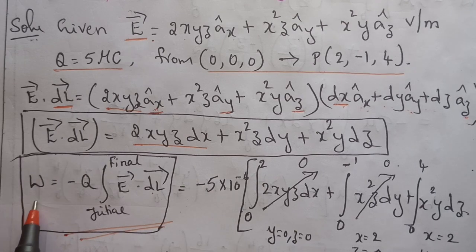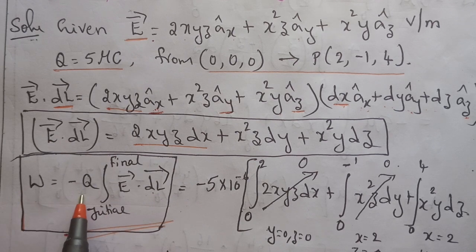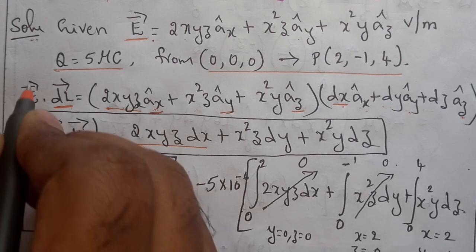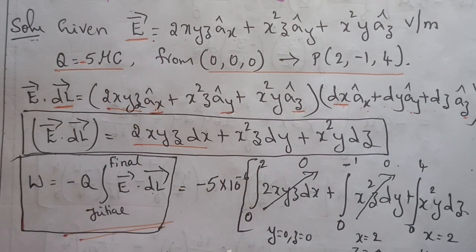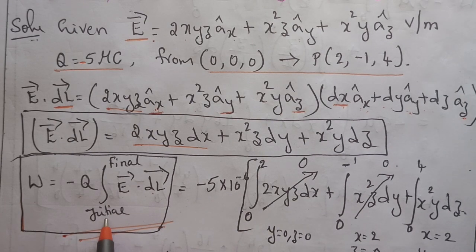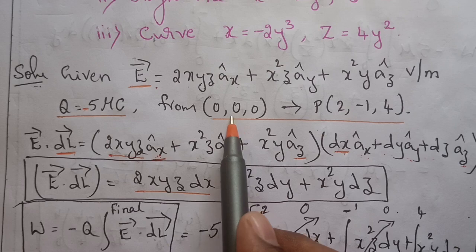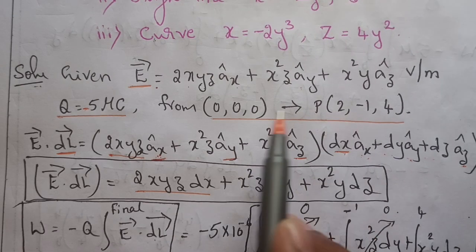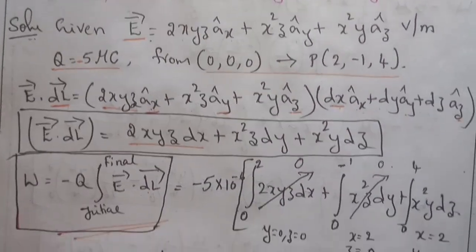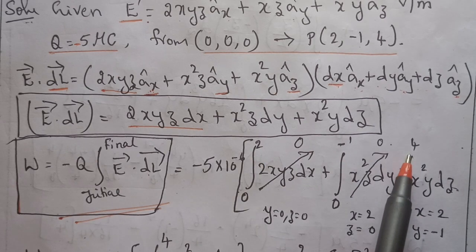But in the formula of work done, which is minus q times the integral from initial to final of E dot dl, let us substitute the value of q given, that is minus 5 microcoulombs. The question gives minus 5 microcoulombs, so I have written that. And now let us set the limits. The limits are from the origin, so that is 0 to 2 along the x axis, 0 to minus 1 along the y axis, and 0 to 4 along the z axis.